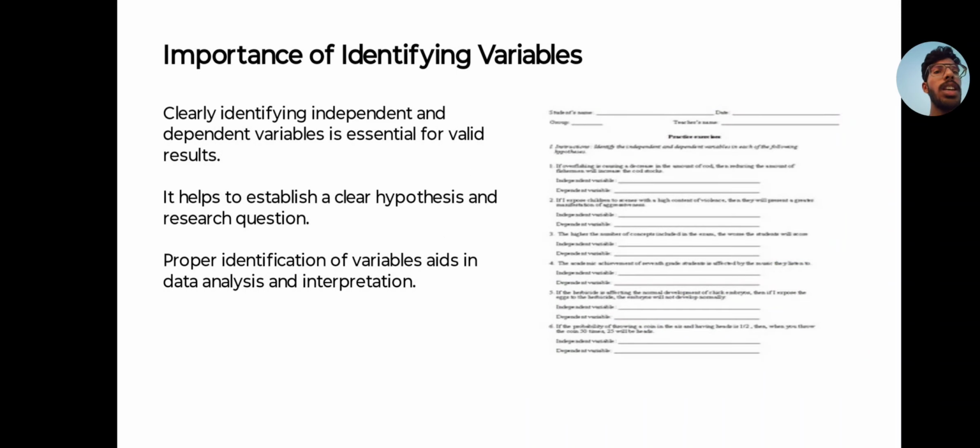Next, importance of identifying variables. Clearly identifying independent and dependent variables is essential for valid results. It helps establish a clear hypothesis and research questions. The proper identification of variables aids in data analysis and interpretation.